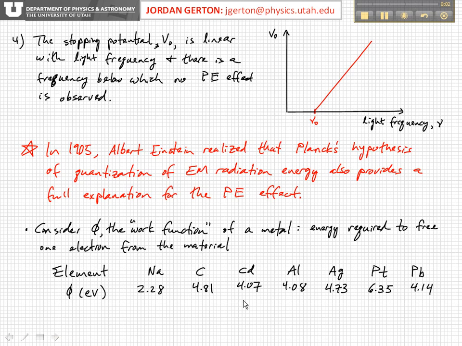Okay, so I finished writing down all the different work functions for the different metals. Cadmium is 4.07 electron volts, aluminum is 4.08, silver 4.73, platinum 6.35, lead 4.14. So we see that for these common substances, metals mostly, we range from about 2.28 electron volts for sodium up to 6.35 electron volts for platinum.